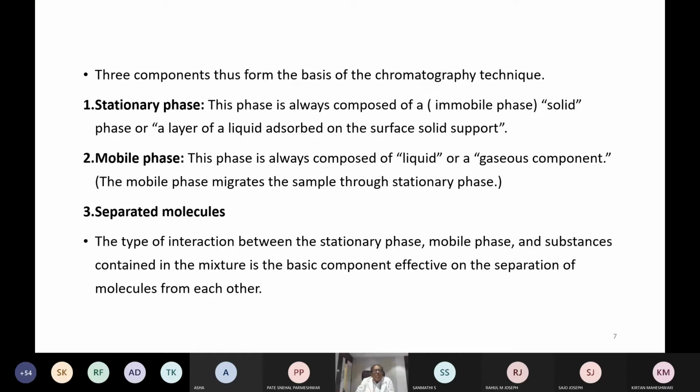When a mixture is kept, it will be made to get separated. It will be applied on one solid phase. The solid phase will act as the stationary phase, and the component which moves over it, getting separated, is referred to as the mobile phase.